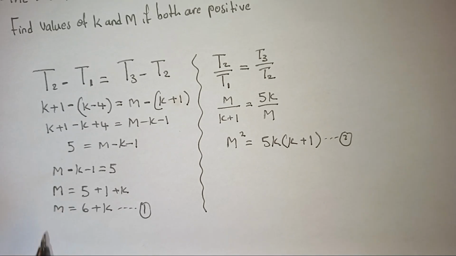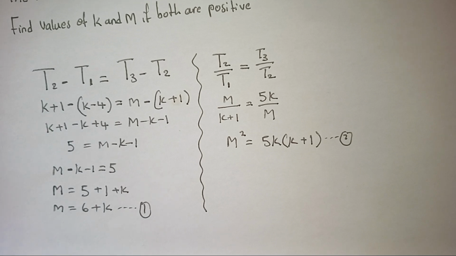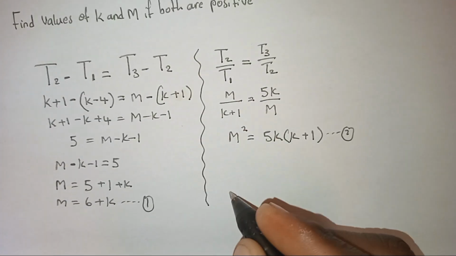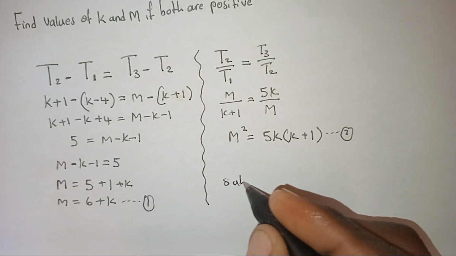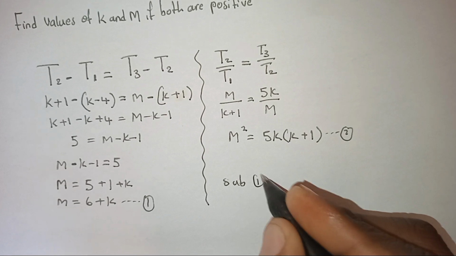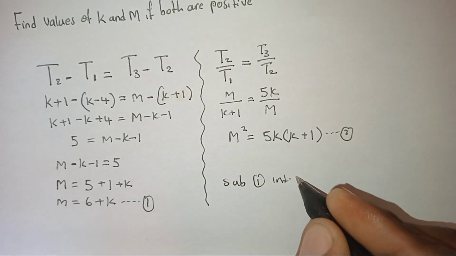You see here in equation 1 we have m is equal to 6 plus k, which means everywhere we have m, we can replace m with 6 plus k, because it says that 6 plus k is equal to m. So in the position of m, we can put 6 plus k. Okay, now let's do that. Now we're going to substitute equation 1 into equation 2.